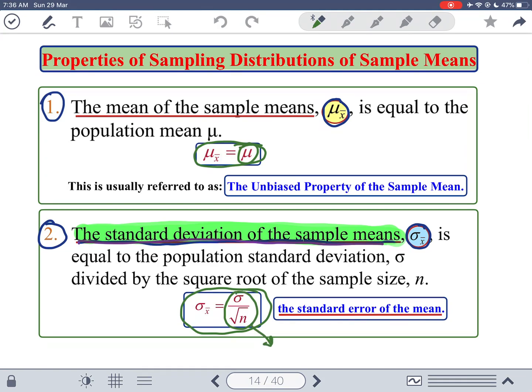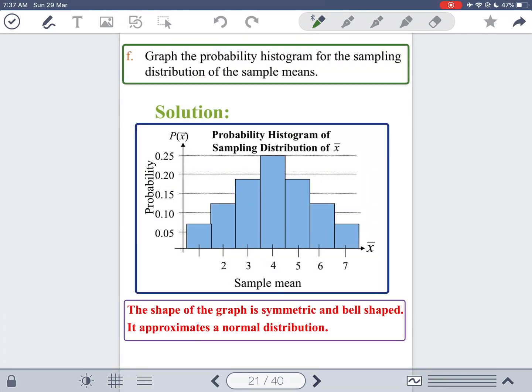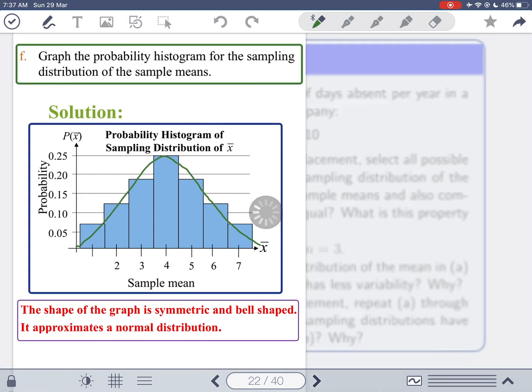Notice that when you divide by radical n, usually n, of course, is 2 or more. So you are dividing by a number bigger than 1. So this is always true, that sigma x bar is always less than sigma. So the standard error of the mean, which is sigma x bar, is always less than or equal to the population standard deviation. Okay, you will understand this better when we solve examples. And the last question is to graph the probability histogram for the sampling distribution of the sample means. And definitely here you can see that it approximates a normal distribution. This is actually the content of the central limit theorem that we will talk about soon.